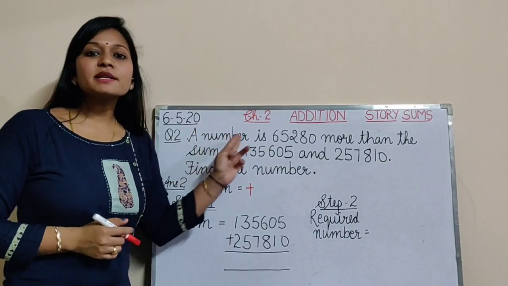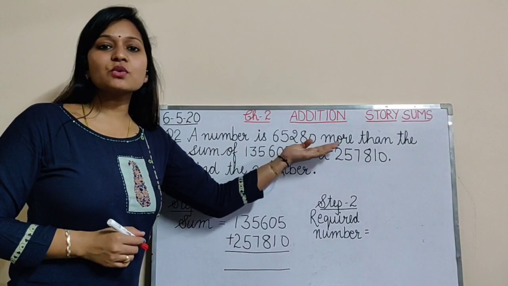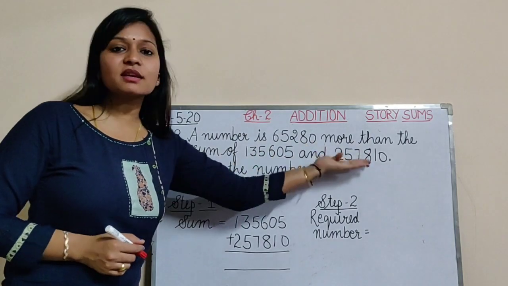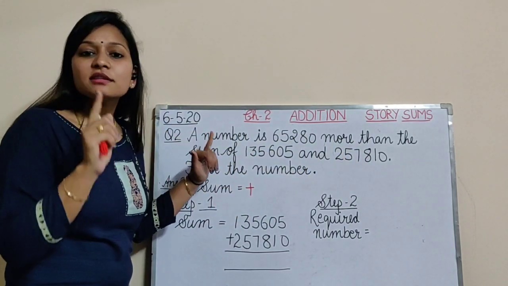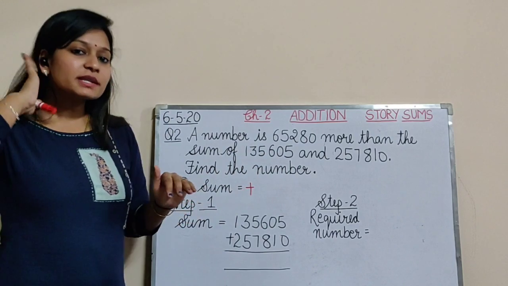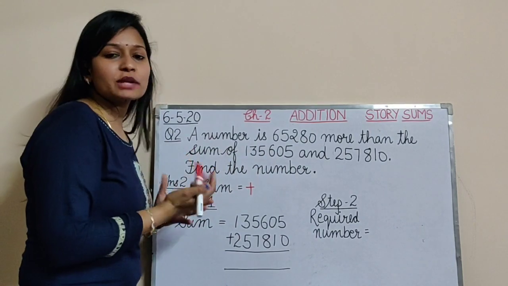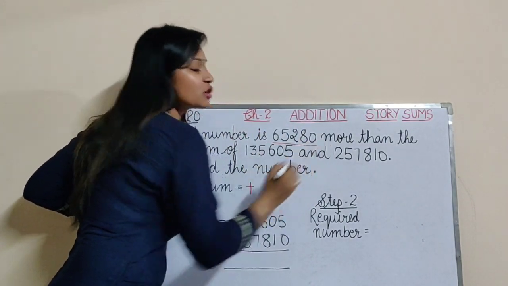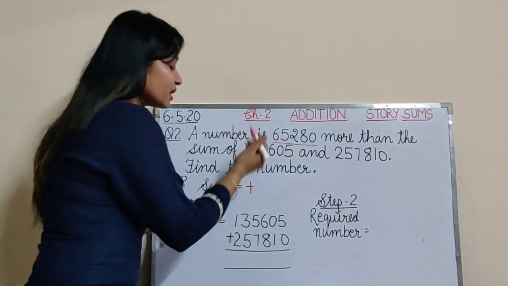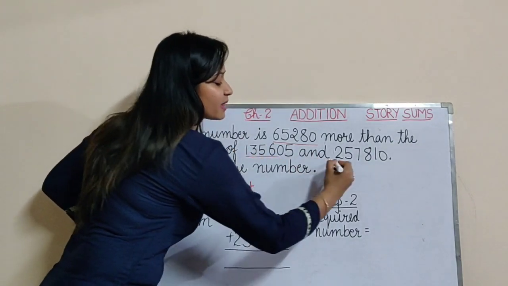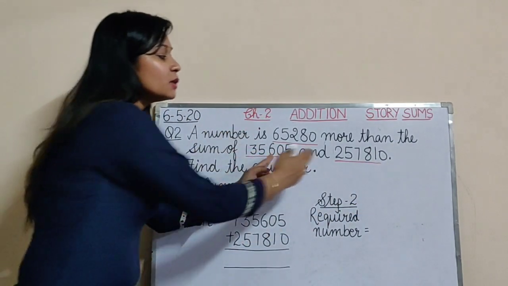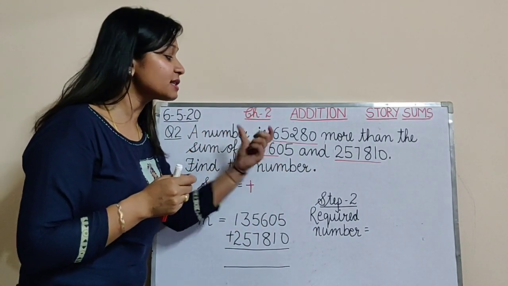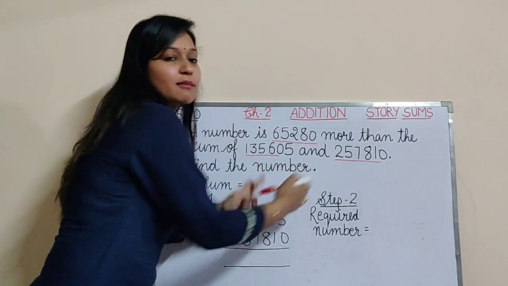So a number is 65,280 more than the sum of this and this. Means there is a number and we have to find that number. It means there is a number, we don't know that number, which we have to find. So the number is this much more. More than what? The sum of this and this. Means when we do the sum of this, a number will come, and the number which we have to find is this much more than the sum of these two.